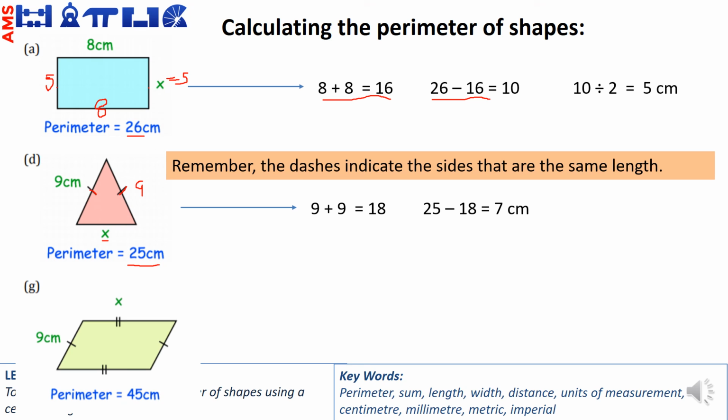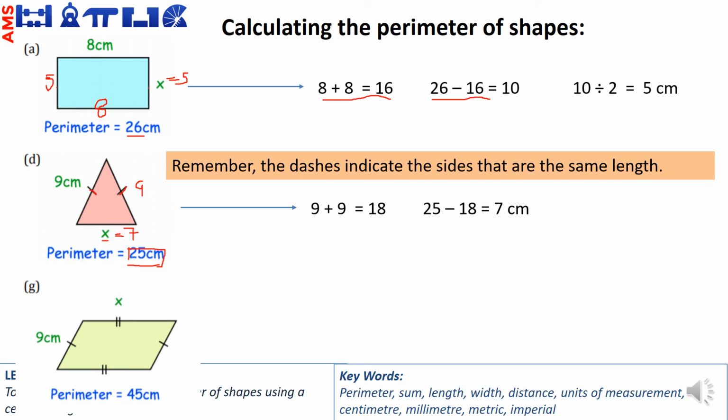So to answer the question, the two sides that are the same length, we add them together, 9 plus 9, 18. Then the third length is the one that we need to work out, and so we subtract 18 from the perimeter, which is 25, and we get 7. So the length marked X is 7. Just to check, we would add all three sides and see if we get a total of 25. So 9 plus 9 is 18. 18 plus 7 is definitely 25. So X would be 7 centimeters.